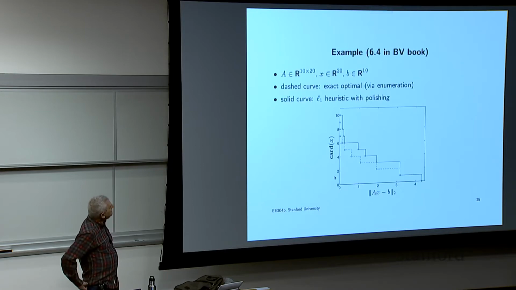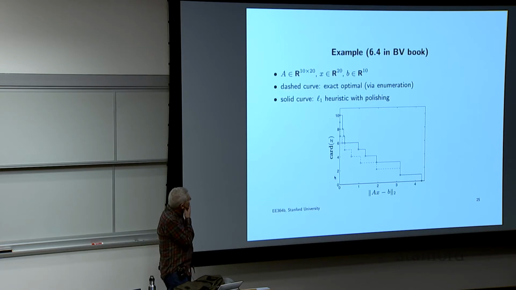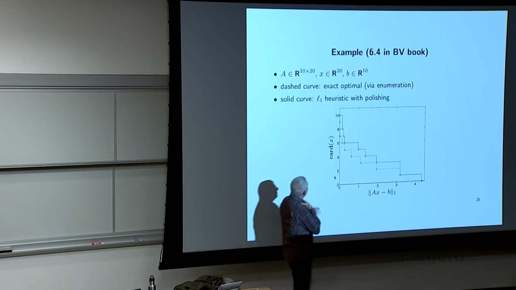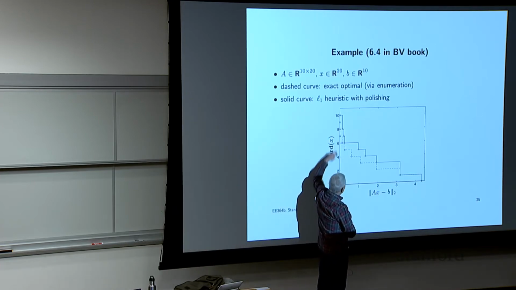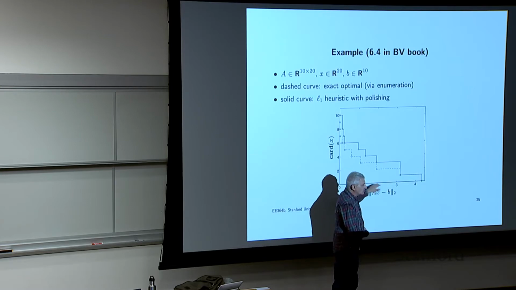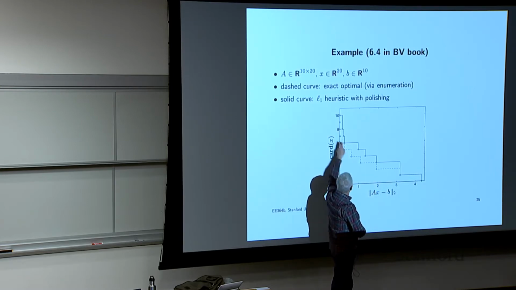And here's just a quick baby example where x is in R^20. That means, of course, that there's a million different possible sparsity patterns for x. So we just solved it globally because it's not a big deal. Then you get a trade-off curve of how many features you use versus how small you can make the norm of Ax minus b. This might be some kind of fit, right? And this is a trade-off.